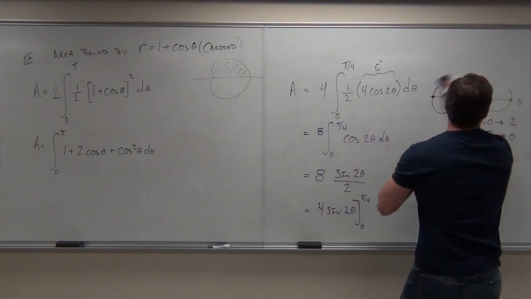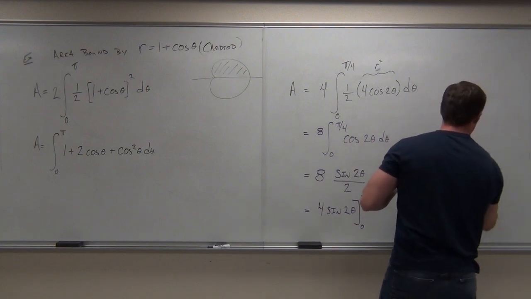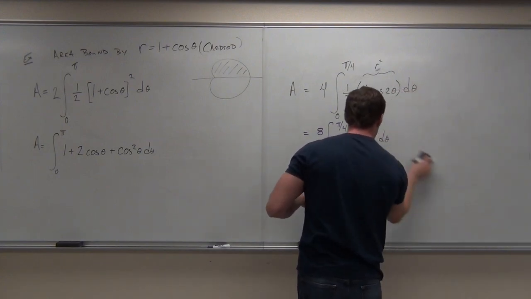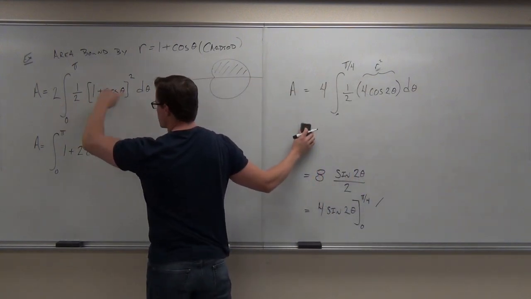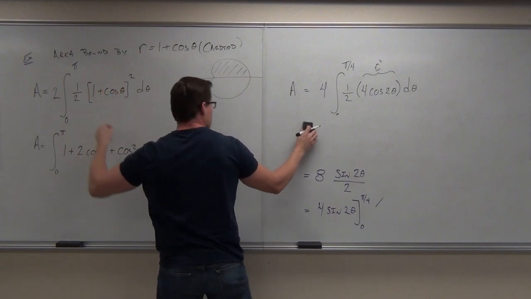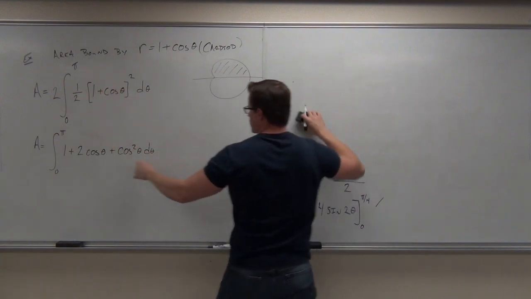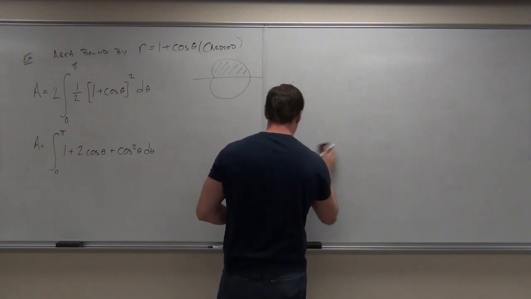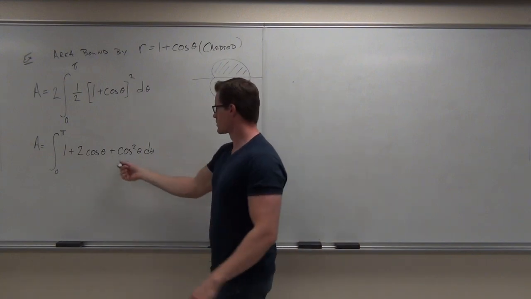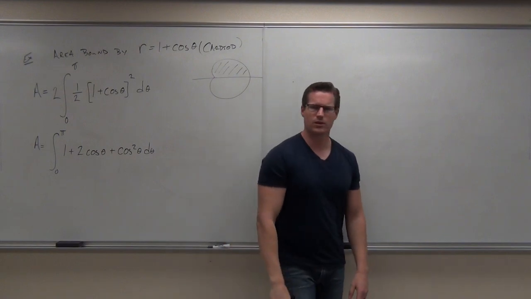Can you double check me on that one? Could you do the integral of, and you understand why we don't have a 2 or 1 half anymore, right? We're just distributing this. Don't just square that and square that, actually distribute it. Can you do this integral of 1? Yeah. Can you do the integral of 2 cosine theta? Yes, that's pretty easy. Can you do the integral of cosine squared theta? Yes. Oh, really? What is it?